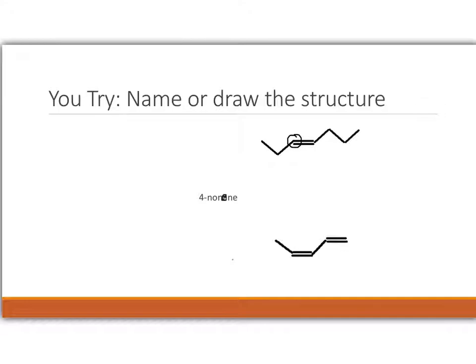So the first thing I always do is count up my carbons, because that's going to get me my prefix. So I've got 1, 2, 3, 4, 5, 6, 7. So that's going to be a hept. I see the double bond, so I'm going to add ene. Okay, and then it's on the 1, 2, 3rd carbon, so this is 3-heptene.